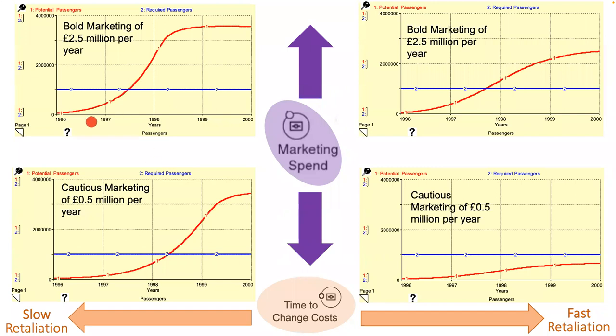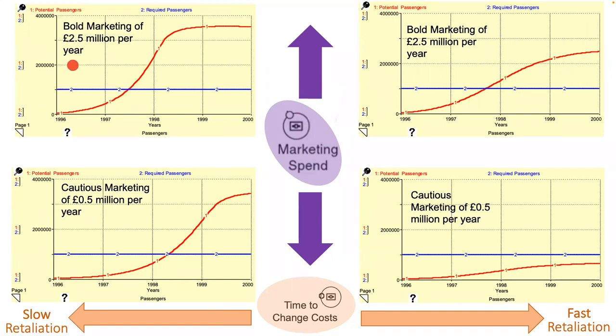Two sliders, sorry. They've got marketing spend, which is how Brits say spending: the amount of money you're spending on marketing. And then the time to change costs. So this is how much money we're investing in EasyJet, and this is how quickly our rivals are responding. It sets up effectively four qualitatively different regions.